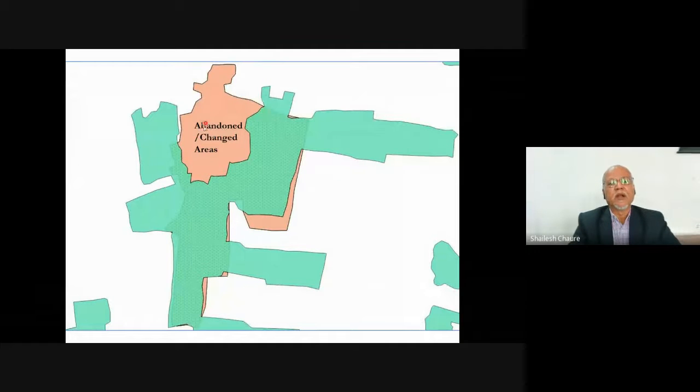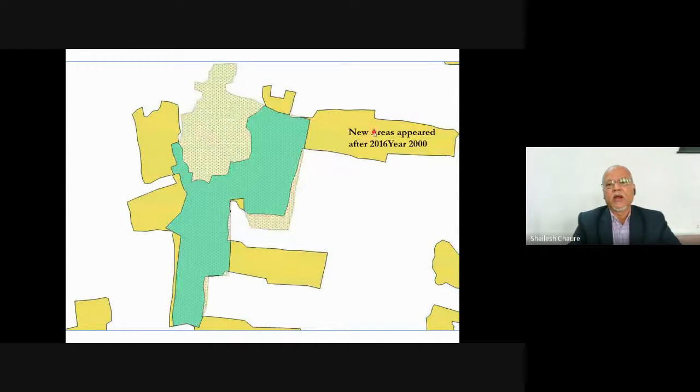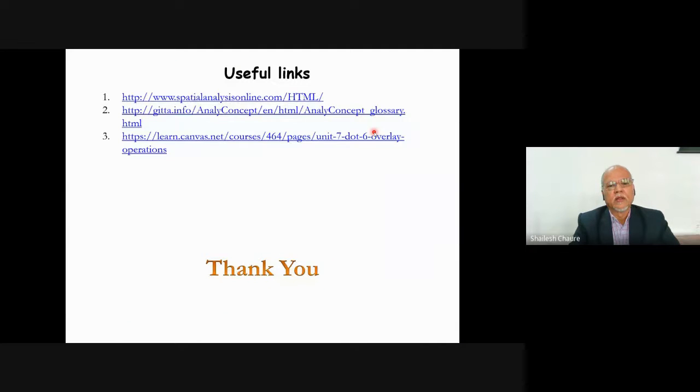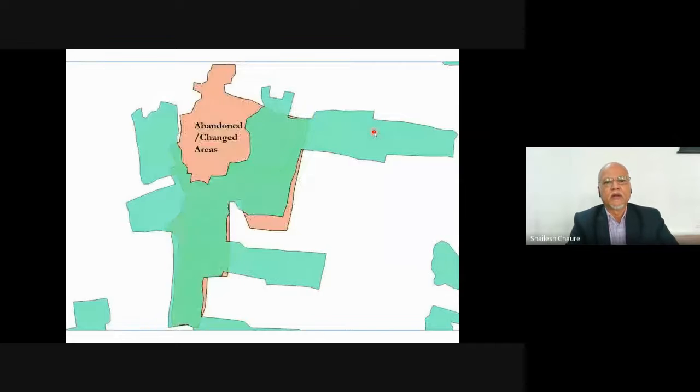See, these abandoned areas have been extracted. Like that, this part has been. What I'm doing is just subtracting the two layers. Nothing so great. Okay, areas of no change also. So these are the things which we can do.